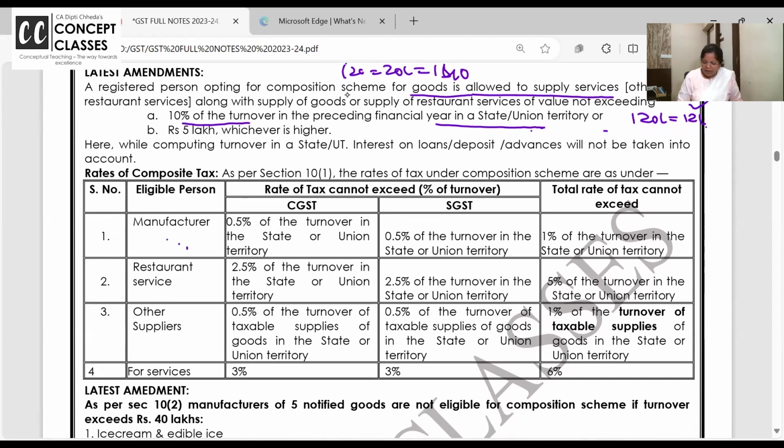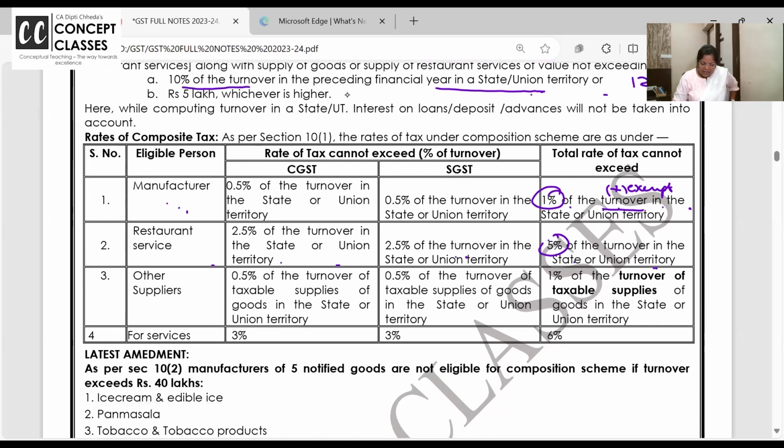Manufacturer, okay, who wants to go for composition? Manufacturers are really facing this trouble. If their turnover is not high, they want to go for composition, free themselves, 1% of the turnover. When we say turnover, it will include exempted sales also, but not interstate or wholesale. Restaurant, it is 5%. 2.5 in CGST and SGST, total 5%.